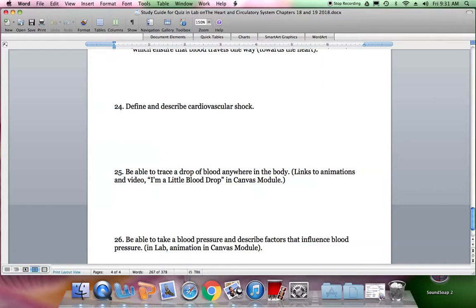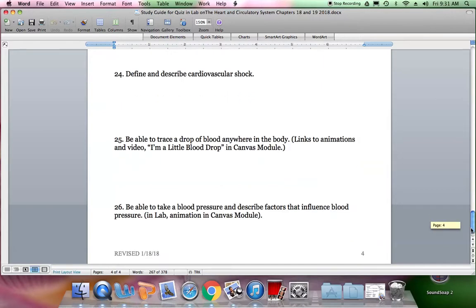Excuse me. So number 26 is be able to take a blood pressure and describe factors that influence blood pressure. I'm not going to ask you about this, blood pressure. This is covered in chapter 19, but we will be doing an activity in lab, and I have a lab that I've actually written. It's after the blood typing. It's called the Human Cardiovascular Physiology Lab. You should have that in your folder somewhere. I actually posted a digital copy if you can't find yours, and we'll be doing that in lab.